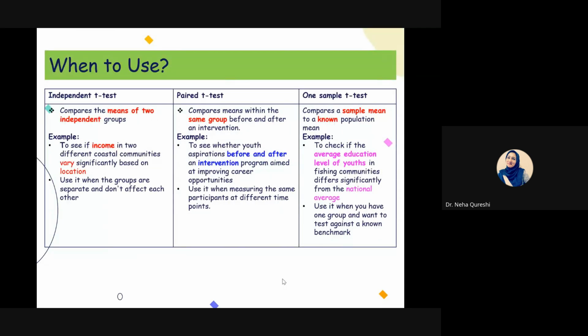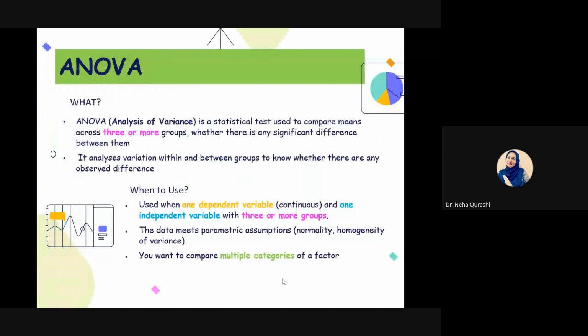As I said, now giving you some more examples. Independent t-test, when you want to see if income in two different postal communities varies significantly based on location or not. Paired t-test, as I said, is used mostly for before and after interventions of a program. And one sample t-test, if you want to compare, say, for example, average education levels or literacy levels of the youth in a particular fishing community, how significantly it differs from the national average. So the national average here is the population value and your sample values are the average literacy levels of the youth. That time we use a one sample t-test.